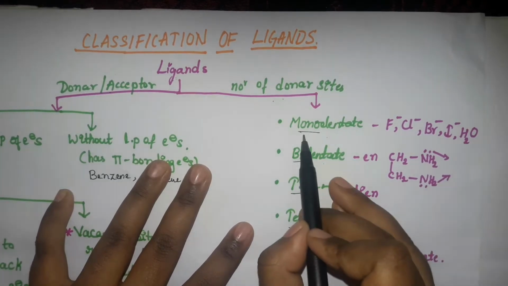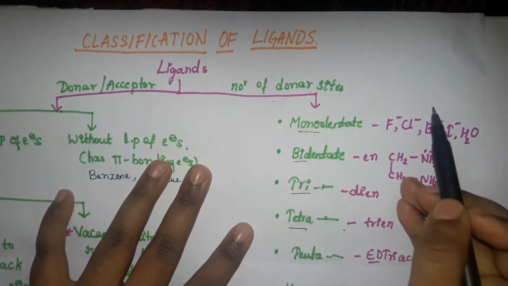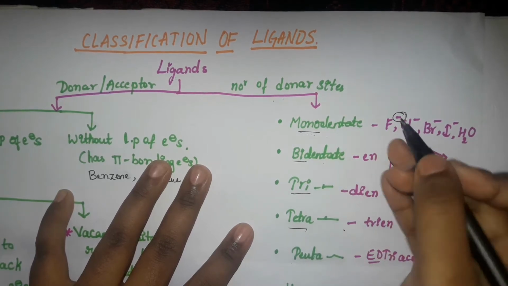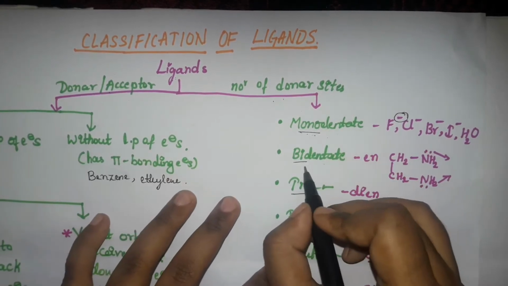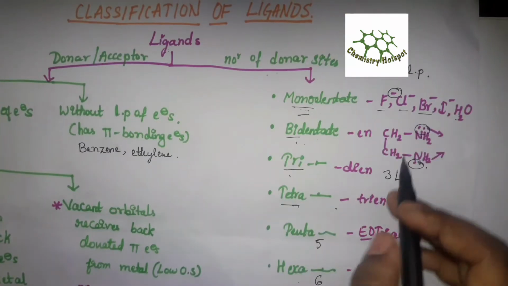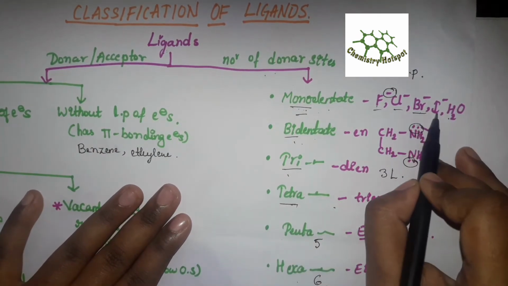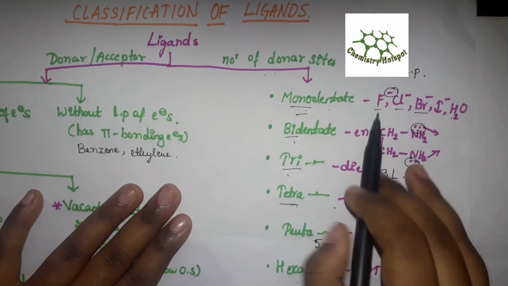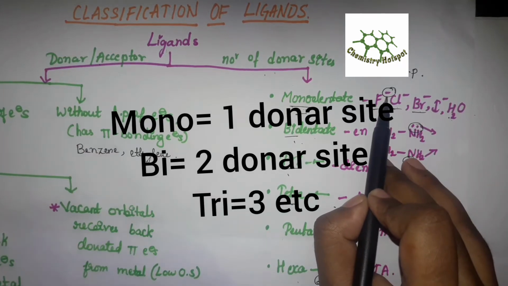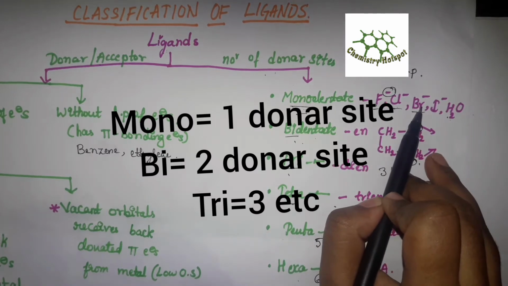If it is monodentate, the ligand can donate one lone pair of electrons. In case of bidentate, two lone pairs are involved. For monodentates, some examples are fluoride, chloride, bromide, iodide, and water. Since the negative charge is there, you have to say iodide, bromide, fluoride, chloride in that nomenclature.